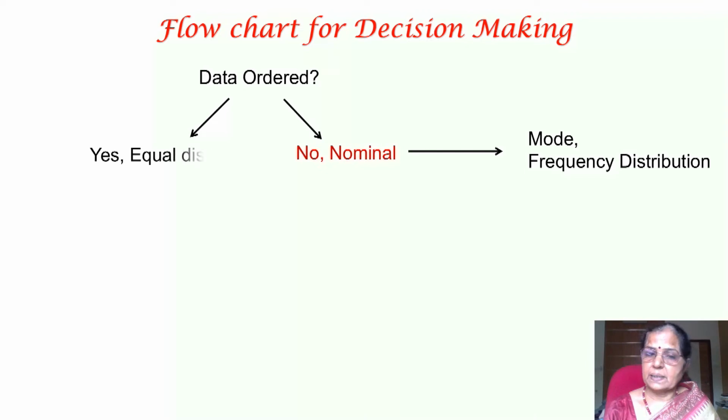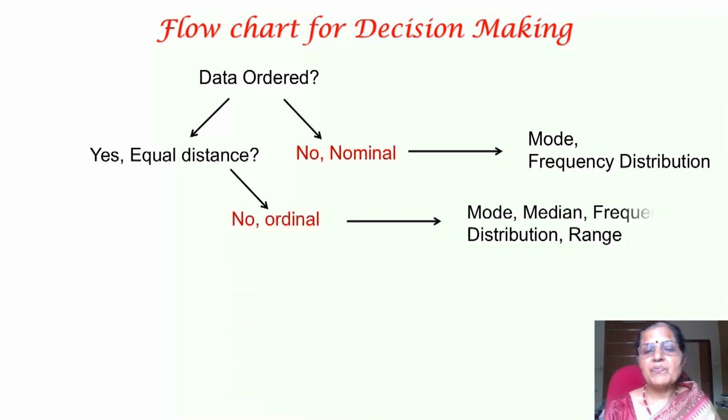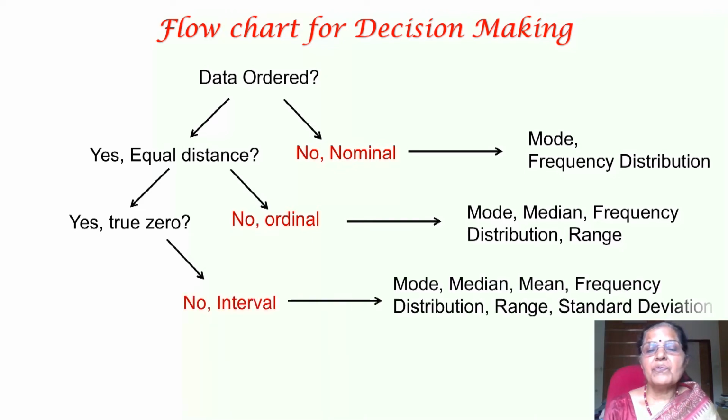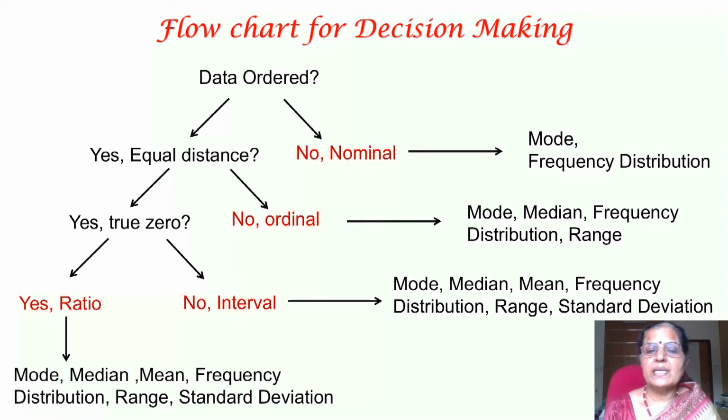If your answer is yes, then ask the next question, whether there is equal interval between the values. If your answer is no, then the data is ordinal. If your answer is yes, then ask the next question, whether there is a true zero value. If your answer is no, then you arrive at the conclusion that it is interval scale. And if your answer is yes, then it is ratio level, and you can perform the statistical procedures accordingly.